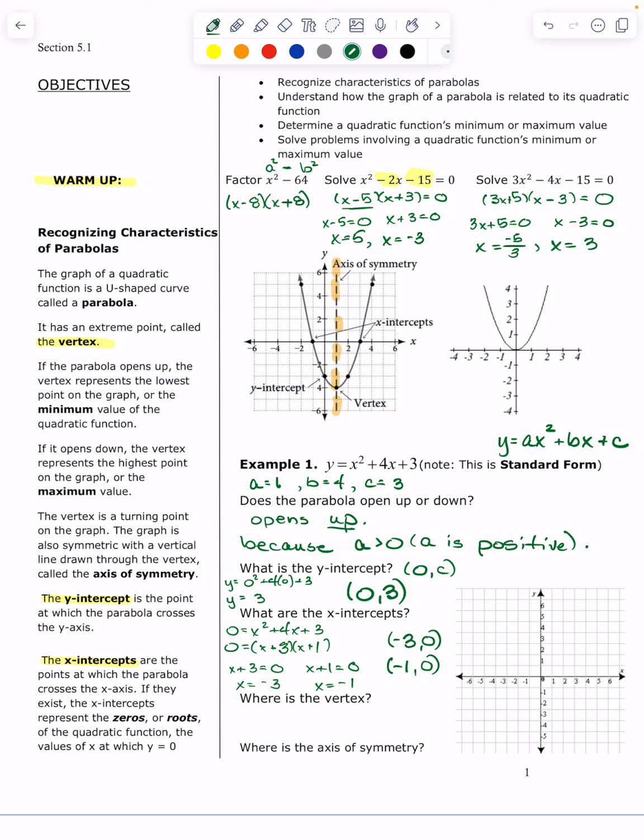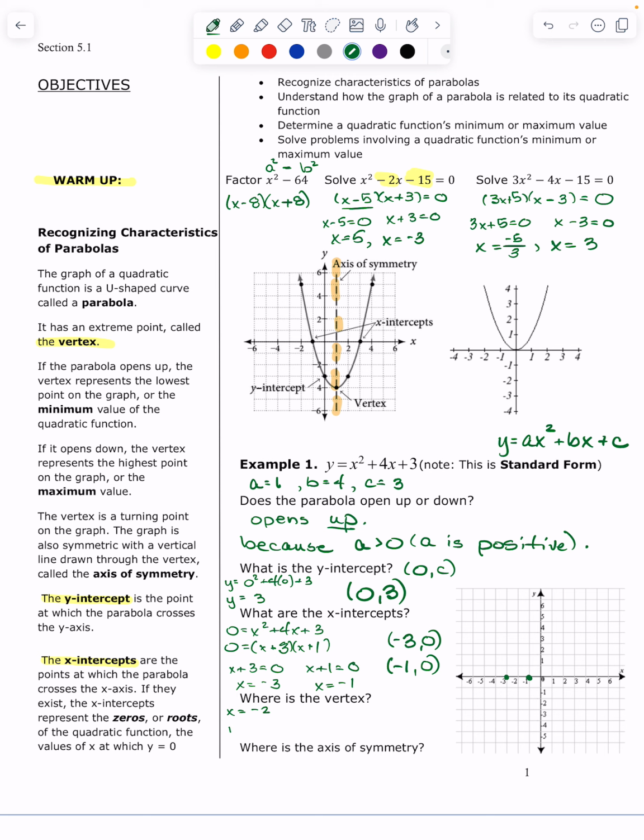Symmetric means that my graph looks exactly the same on both sides. I could fold along that axis of symmetry, and both halves of the graph would lie on top of each other. Which means if I consider what I just found, here are my x-intercepts, (negative 3, 0) and (negative 1, 0). My vertex has to be halfway between those, which means my x has to be negative 2. And we'll talk a little more about how to find that later, if you don't have this factored.